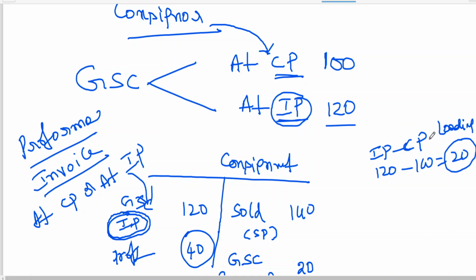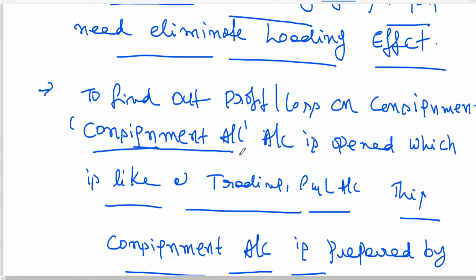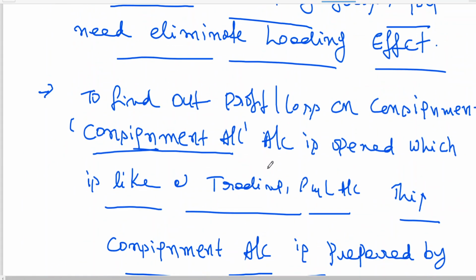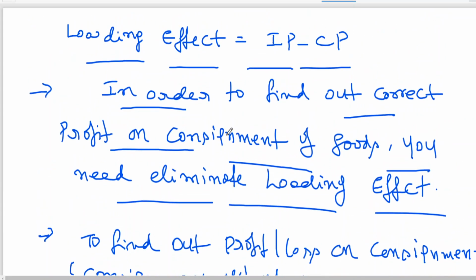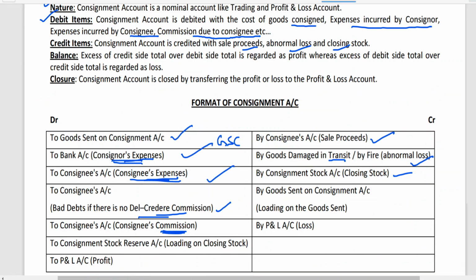So this is one thing I thought of sharing with you. Today we have learned why, to find out the loading effect, we have different situations. Last class I told you 1/2 of CP is equal to 1/3 of SP, like that. That concept is very, very important. So we have loading effect on two things. One is goods sent on consignment. The other one is unsold stock. I think this is what has been given here.